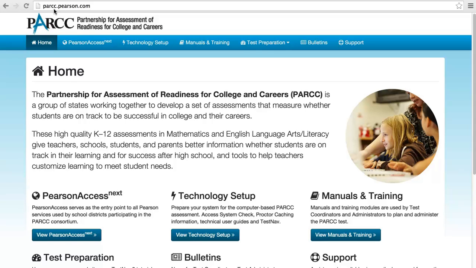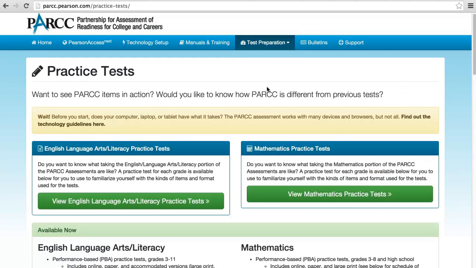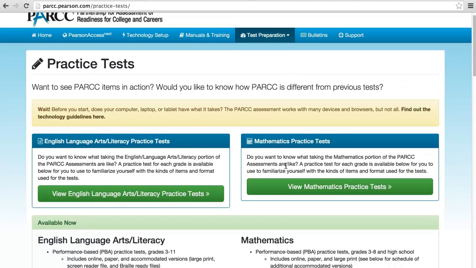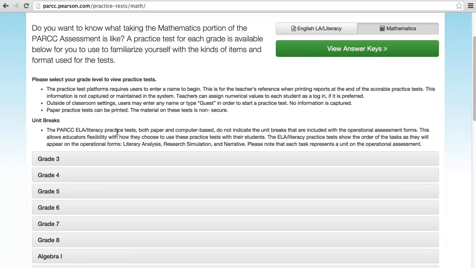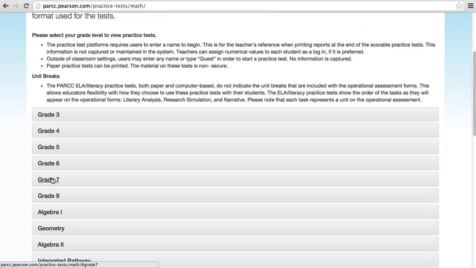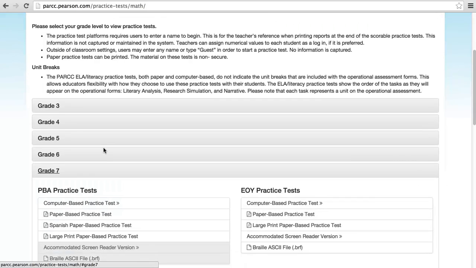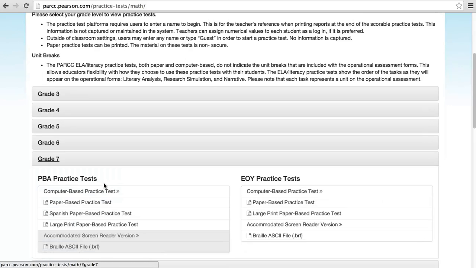This is our demo for test preparation. You guys should be at park.pearson.com at this point, and we are going to click through. First, you're going to click on test preparation, and then click practice tests. Go down to the right hand side and click view mathematics practice tests, and we are going to scroll down to grade 7. And then we're going to click on PBA practice tests.